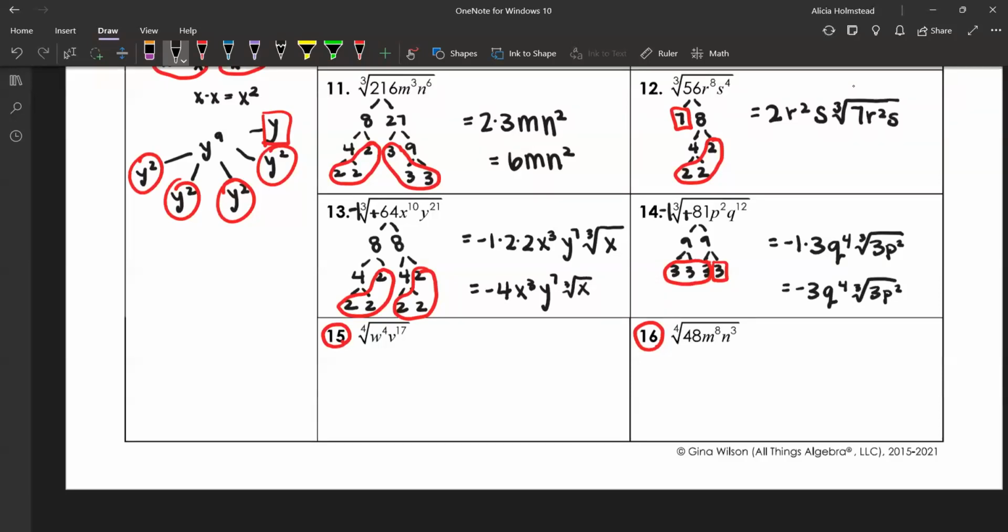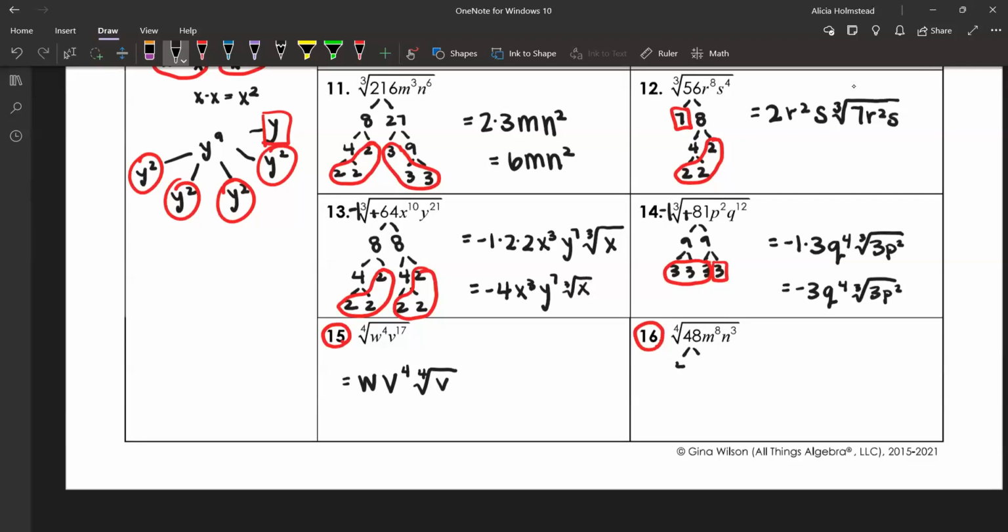So if we do this, we've got 4 W's and we're looking for groups of 4, so that'll come out. We've got 17 W's, which means there's 4 groups. That gets us to 16, so v to the 4th, and then we'll have 1v left over. That one was nice, didn't have to do the factor tree.